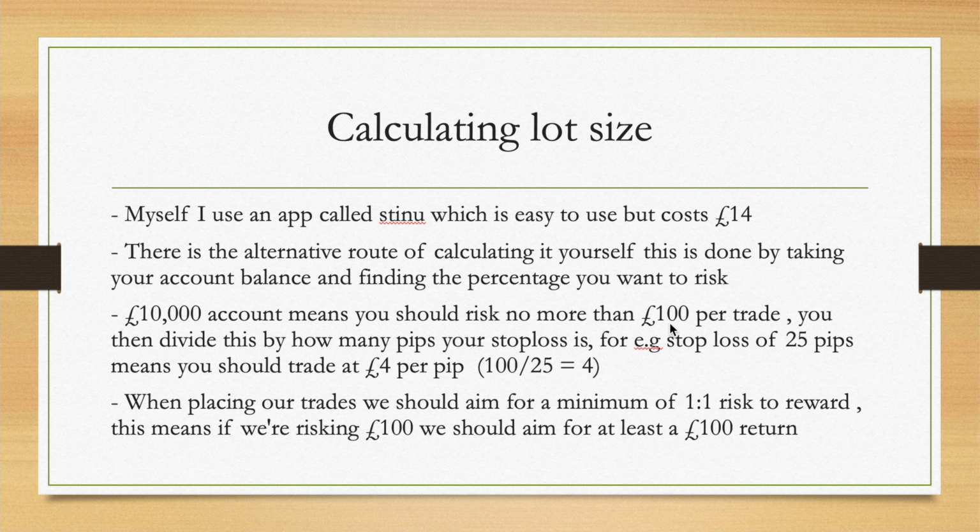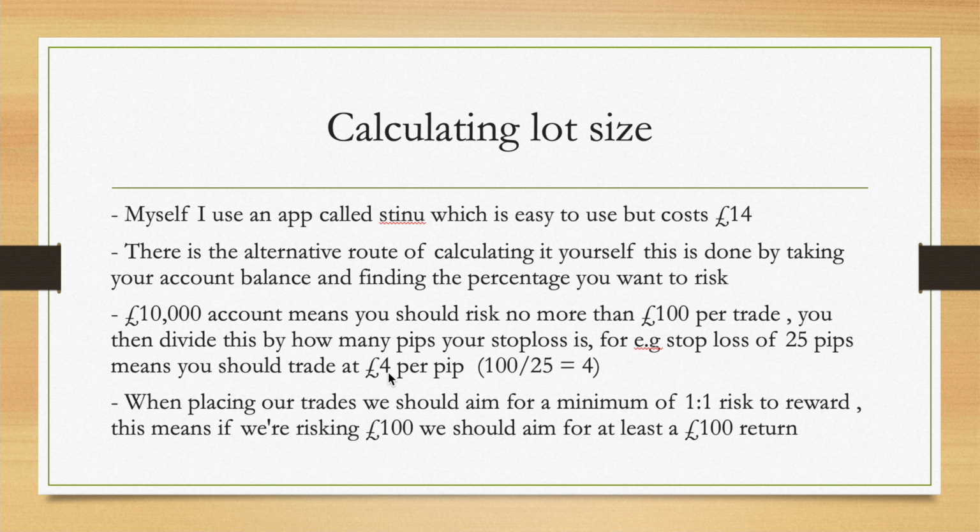So if you were risking £100 and your stop loss was 25 pips, this means you'll be trading at £4 per pip, because £100 divided by your stop loss, 25 pips, equals 4, and this will give you your lot size essentially. But remember, trading at £4 per pip doesn't mean a lot size of 4. A lot size of 4 would be £40, so that's something to stay aware of. So your lot size would be 0.4.